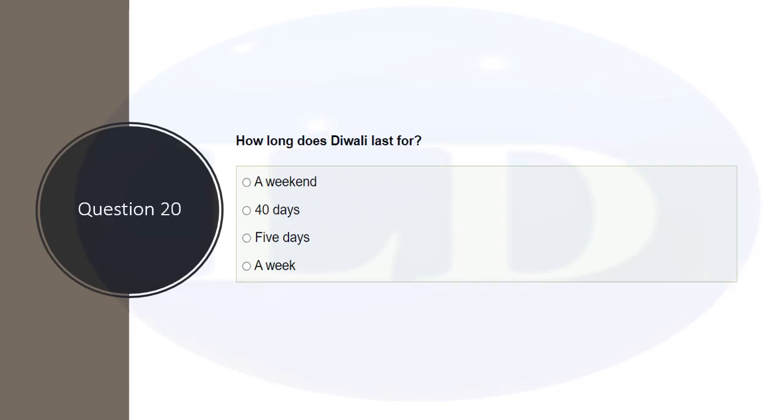Next, how long does Diwali last for? Diwali is a festival celebrated by Hindus and Sikh communities in this country and around the world. Weekends, that does not seem to be a very sensible option. 40 days, absolutely not. There is no event which is celebrated for 40 days consecutively. 5 days and a week. 5 days is the right option.